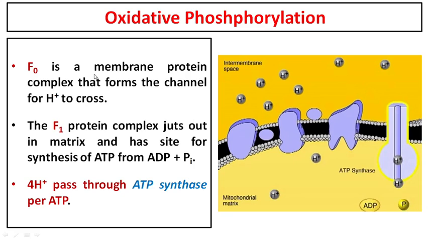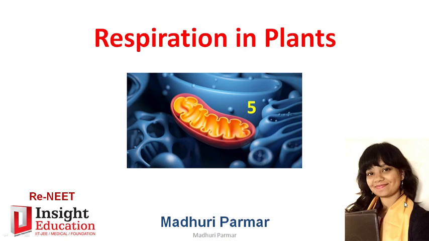F0 is a membrane protein that forms a channel for H plus to cross. F1 juts out into the matrix and has the site for synthesis of ATP. Four H plus, so four protons, are required to pass through the ATP synthase per ATP. So if you want to synthesize one ATP, at least 4 H plus should pass through the ATP synthase, or complex 5, to give you one ATP.